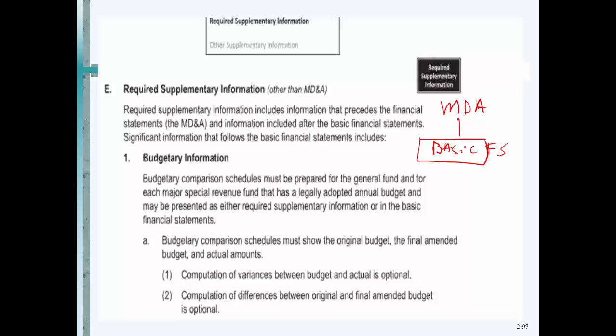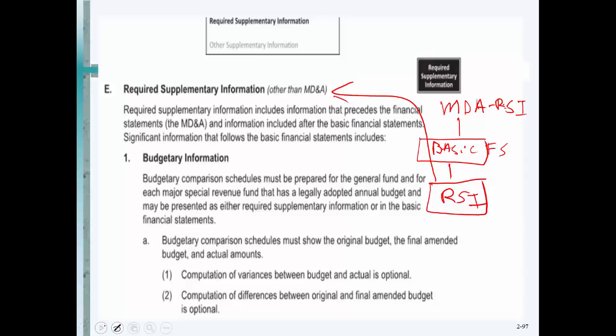And then you come down to that bottom box. What's down here? RSI other than the MD&A, right? So we know that MD&A is RSI. MD&A is RSI, isn't it? Okay, good. So we take a look at this and we have our required supplemental information other than the MD&A. So we're down here in this bottom box now, right?